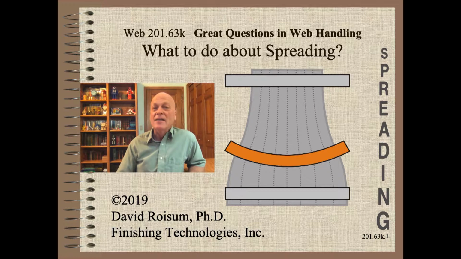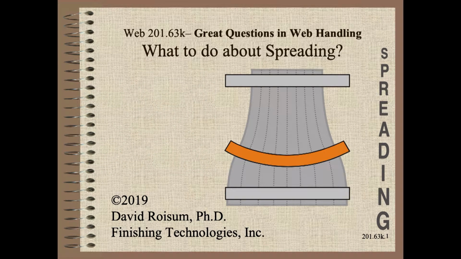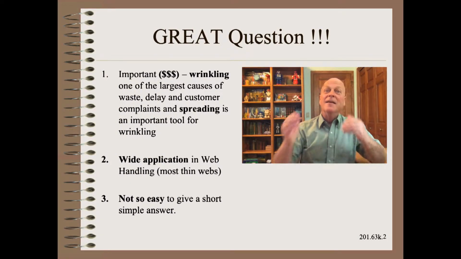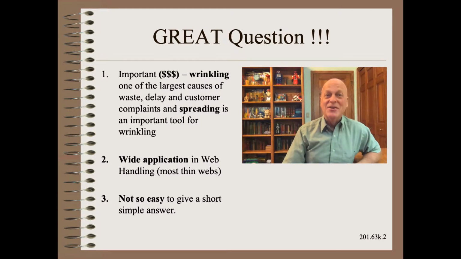In this clip, I answer the question of what should you do about spreading. This is a great question. First, wrinkling is in the top 3 causes of waste, delay, and customer complaints in most plants, and spreading can be an important tool. Second, spreading has wide application because wrinkling troubles most webs at one time or another. Third, it is not so easy to give a short, simple answer, but I will try my best here. Let's get started.